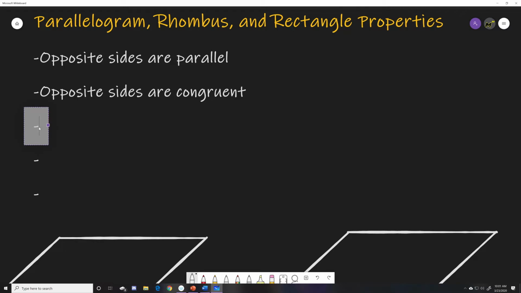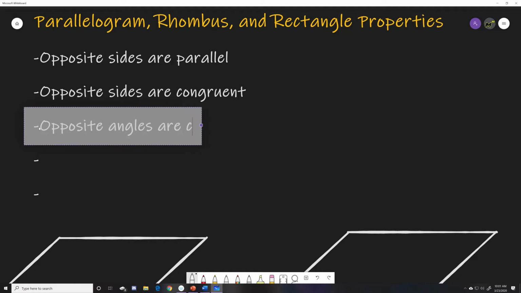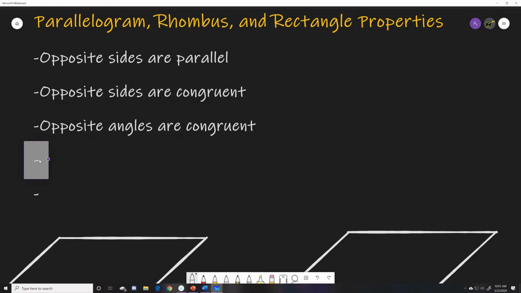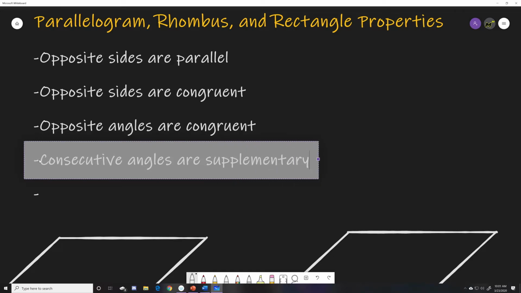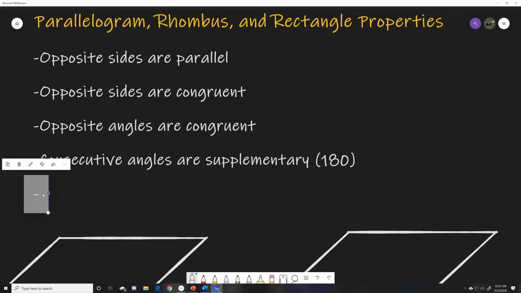The third characteristic, opposite angles are congruent. And so the angles across from each other, they would have the same measurement, they're the same size. And the fourth characteristic, consecutive angles are supplementary. And so whenever you see the word supplementary, think that that adds up to 180 degrees. Complementary would be 90, supplementary would be 180. And the fifth characteristic of parallelograms, diagonals bisect each other.